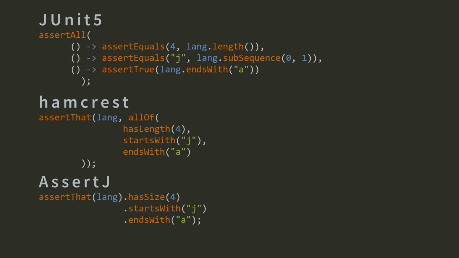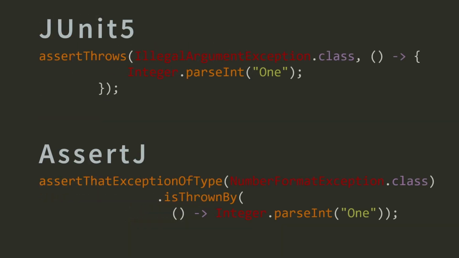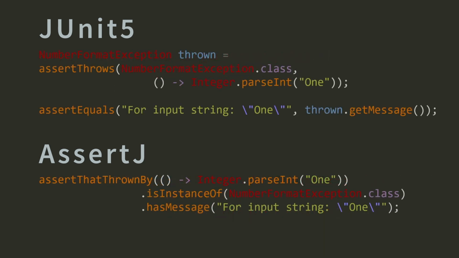If we need to make assertions that some code raises an exception, we could use assertThrows with exception type followed by a lambda that throws an exception. AssertJ has the more complicated assertThatExceptionOfType isThrownBy. But AssertJ shines in the next example where we need to make assertions based on the exception we've gotten. In the AssertJ case, we use assertThatThrownBy, give it a lambda that can throw an exception, and then chain assertion operators. In a JUnit 5 case, we need to catch it in a variable and then make assertions in a new line.